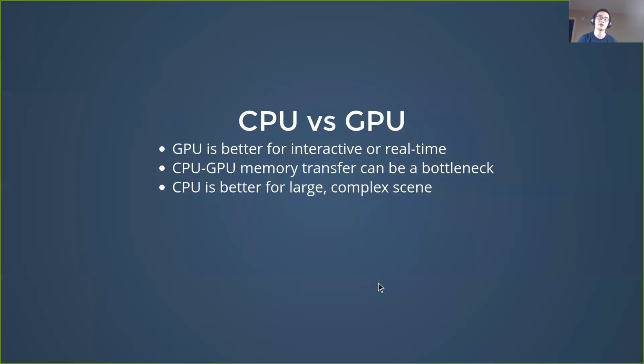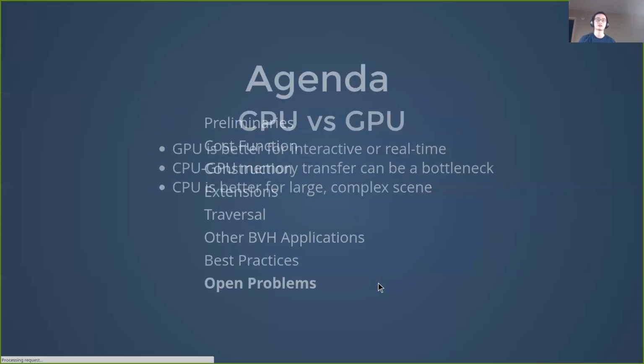CPU is better for large complex things where the GPU's memory may not even be large enough. And CPU can also be parallelized by, for example, just having multiple machines. So that is what production rendering in films prefers.